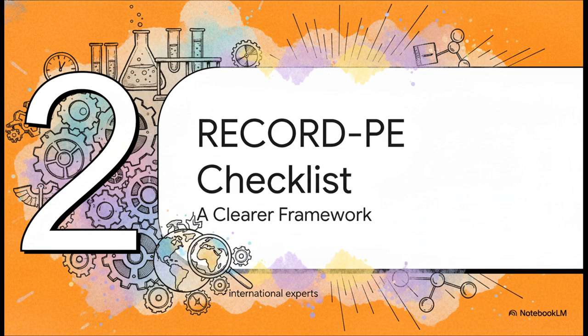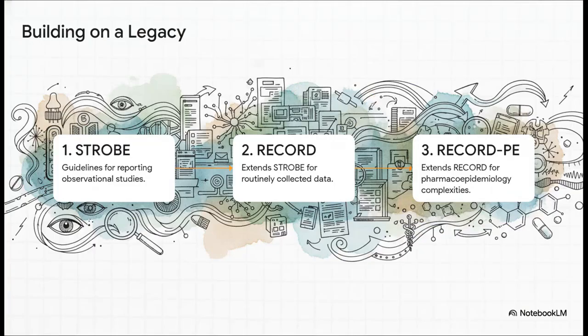It's a clearer framework for everyone to follow. And this wasn't just created out of thin air. It builds on some really solid foundations. You start with STROBE, which is the gold standard for observational studies. Then you've got RECORD, which adds guidance specifically for that routinely collected data we just talked about. And finally, RECORD-PE extends all of that for the unique challenges you find in pharmacoepidemiology.